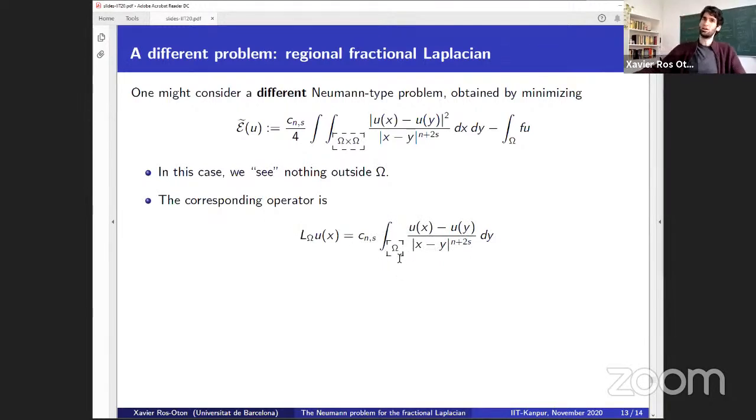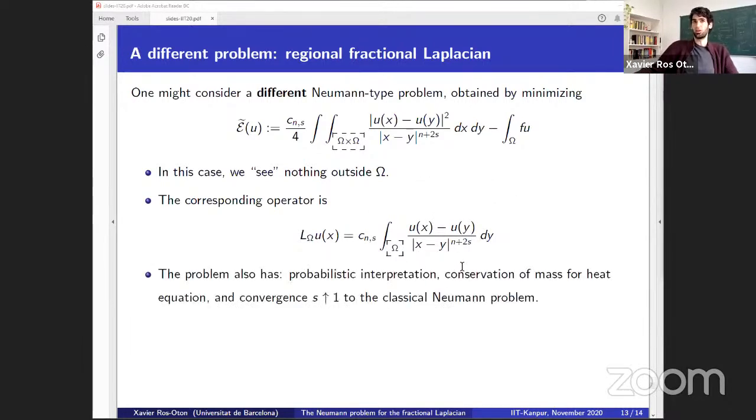This is no longer translation invariant, for example, because you really see the domain. It's not rotation invariant either, because the domain in general has a different form, but it's a natural operator that has been widely studied also in probability and in PDEs. For this very nice operator, the same problem was open. The same questions can be asked in this context: if you consider the Neumann problem for this regional fractional Laplacian, where you minimize this energy functional, can you prove regularity? The difficulties were basically the same, and the problem was completely open. What we have is that we can also prove the same theorem with the same exponents for this Neumann problem too.